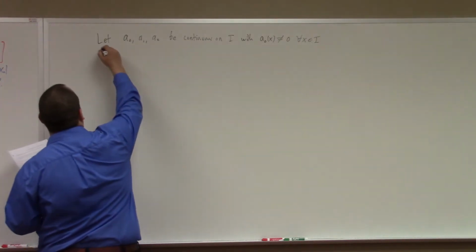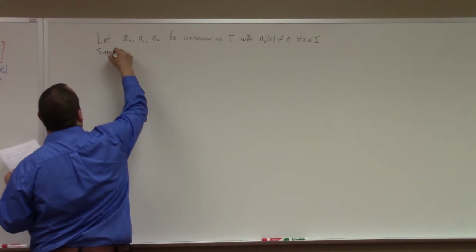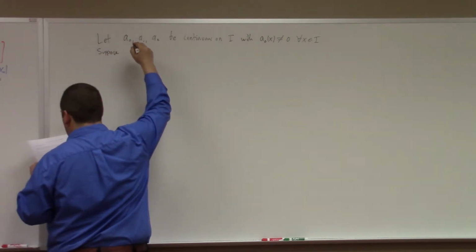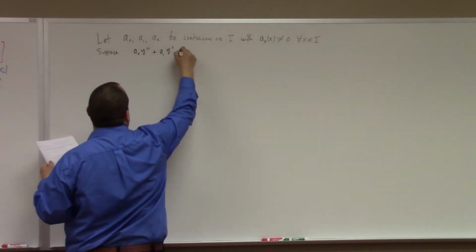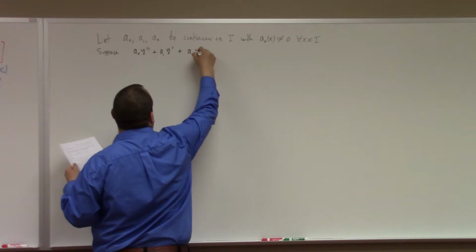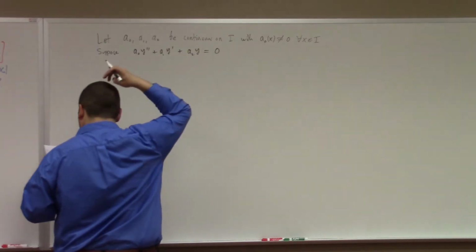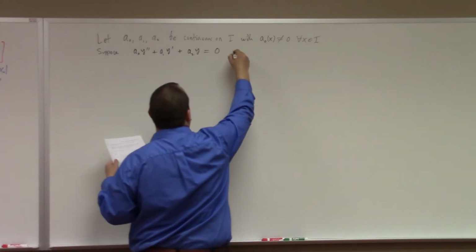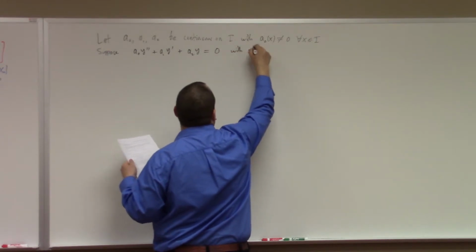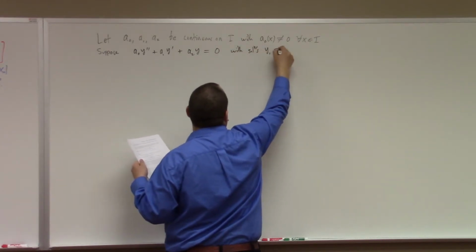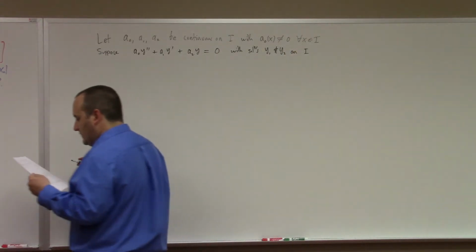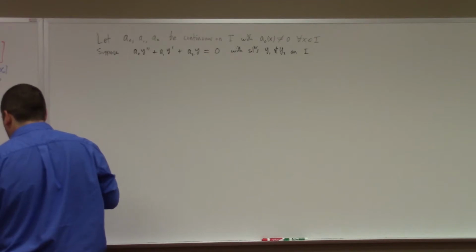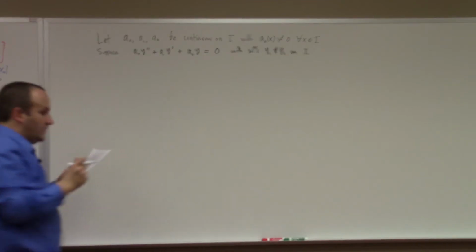So then suppose we have a second order ODE. In particular, we have a0 y'' + a1 y' + a2 y = 0, with solutions y1 and y2 on I. To say that those are solutions, y1 and y2 on I, what does that mean?